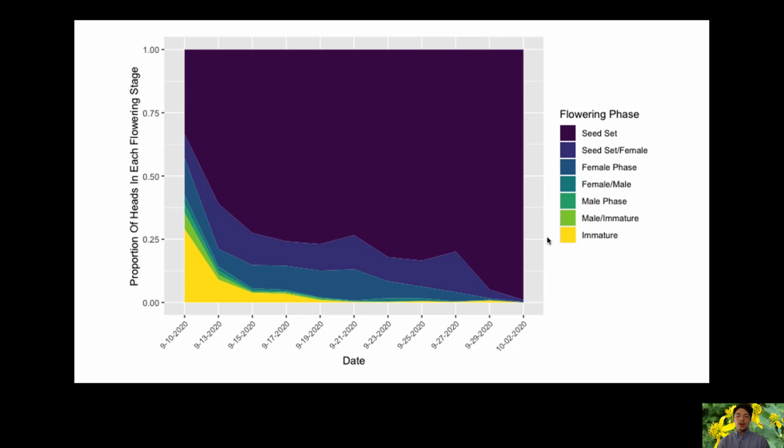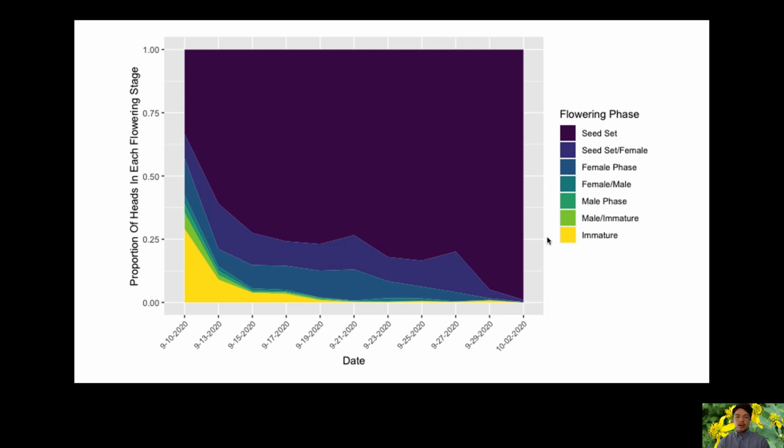This chart diagrams the flowering process of the populations that I looked at out at Worcester Memorial Park. On the y-axis, you can see the proportion of heads in each flowering stage, and the date on the x-axis. When I started, about 30% of the flowers had already reached seed set, so they had already closed up to start creating the seeds. And by the time I was done, it had reached about 99% seed set.